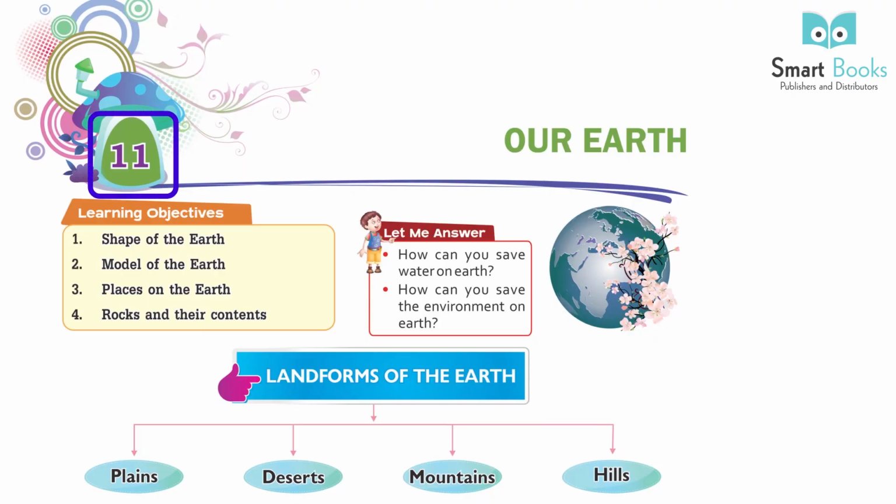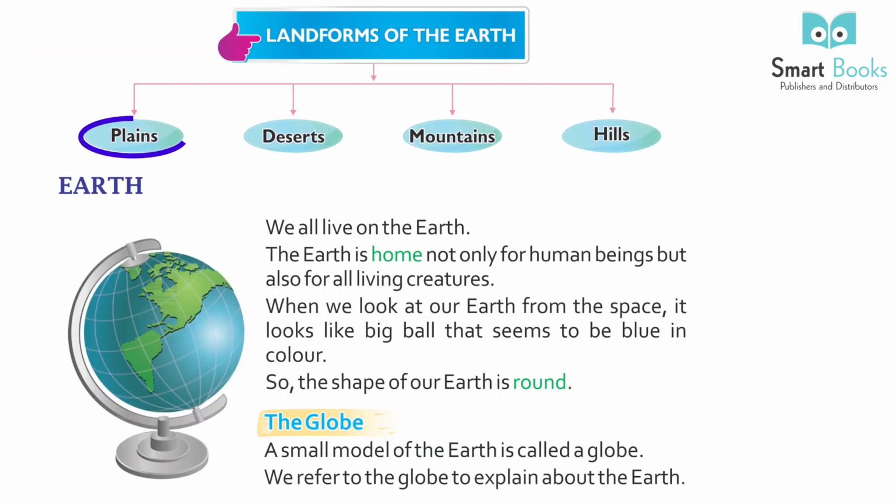Chapter 11. Our Earth. Learning Objectives. 1. Shape of the Earth. 2. Model of the Earth. 3. Places of the Earth. 4. Rocks and their contents. Let me answer. How can you save water on Earth? How can you save the environment on Earth? Landforms of the Earth: plains, deserts, mountains, hills.